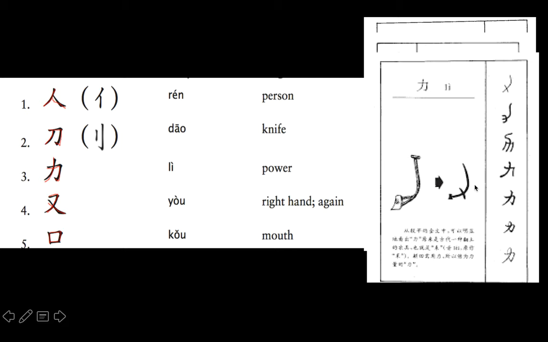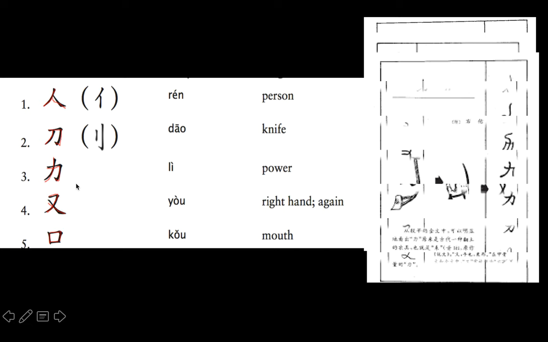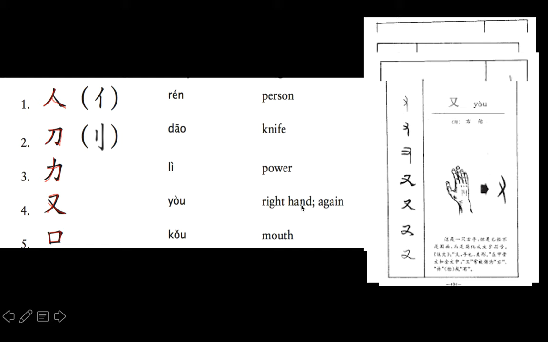Then, but the handle of the Li is longer because it's connected to the heads of the people. So this is a Li, means power. The fourth radical is called Yu. Originally, it means right hand. See, this is a right hand. And now, gradually, it changed into this one, means again.